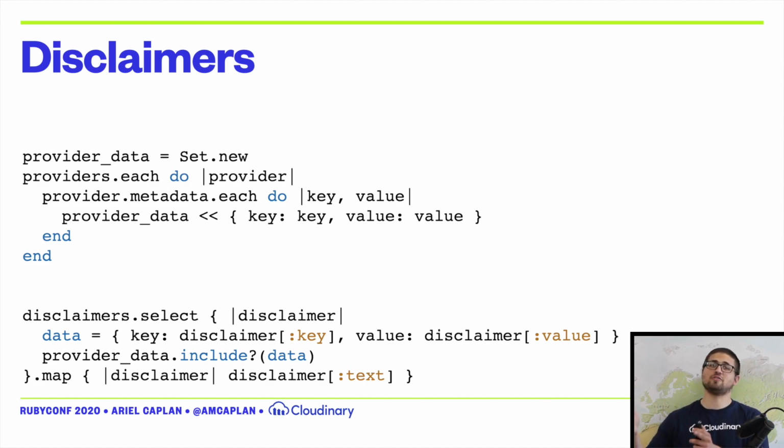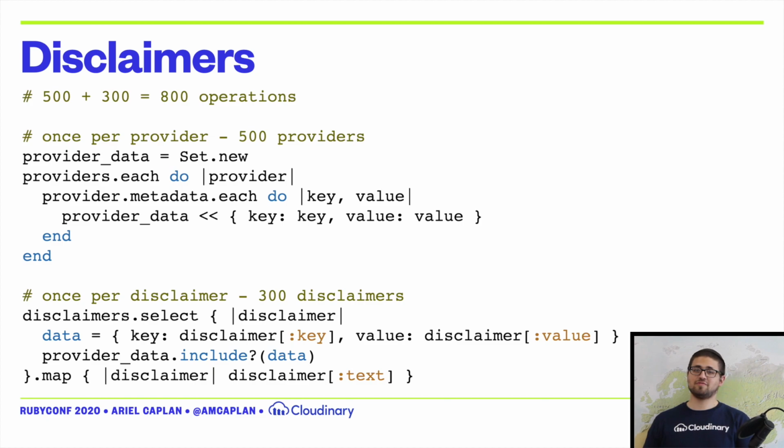this is a key value pair that you're looking for. Great, let's see if that's inside of our provider data set. And that's 500 operations for each provider, 300 operations for each disclaimer. It comes out to about 800 operations, and that's it, right? Compare with 150,000 operations, right? You do something 800 times, you may or may not be okay, depending on how expensive it is, but 150,000 times, right? That's really bad. So this was a much more performant way of accomplishing the same task.